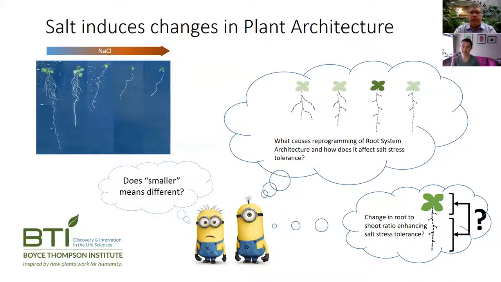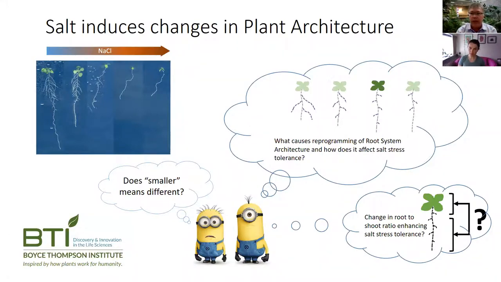So we again studied natural diversity panels and did something called a genome-wide association study, and that allowed us to identify which genetic components are contributing to the changes and the responses, the so-called phenotypic plasticity that we're seeing. So you looked at the entire genome of the plants and tried to tease out which regions might be associated with the salt response and root.